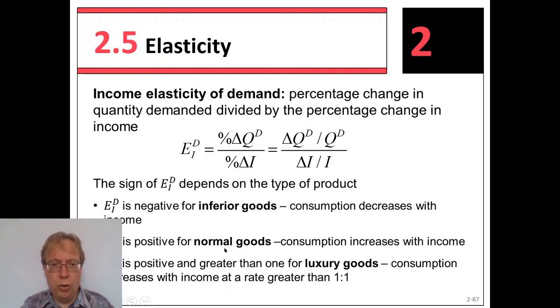If it's a normal good, then it's positive. If it's a luxury good, then if your income increases by 1%, your demand increases by more than 1%, right? So that would be a luxury good. But again, we'll get back to these things in lecture 3.